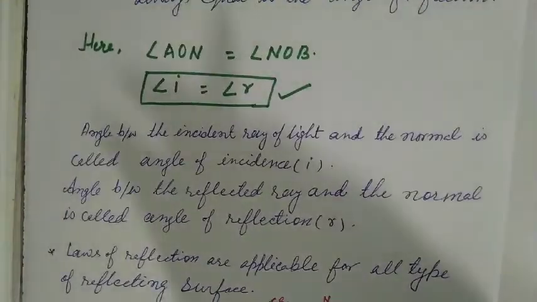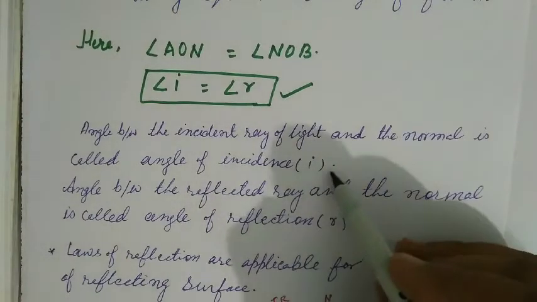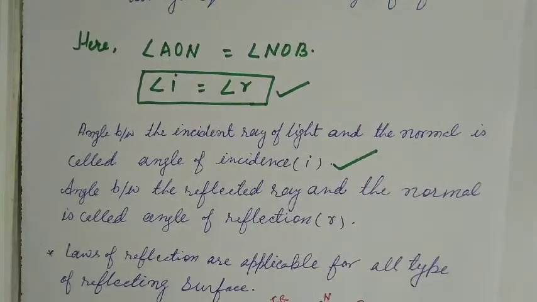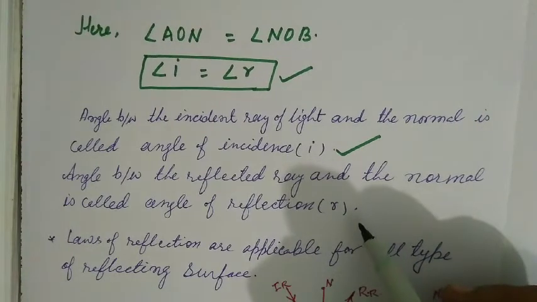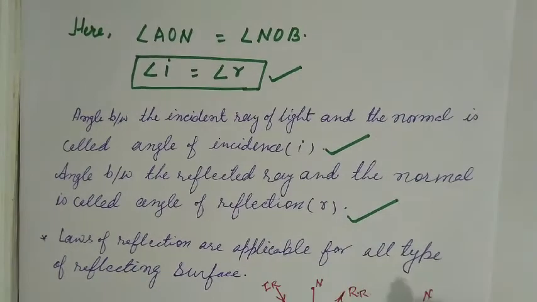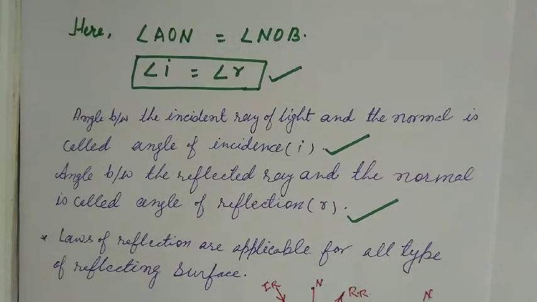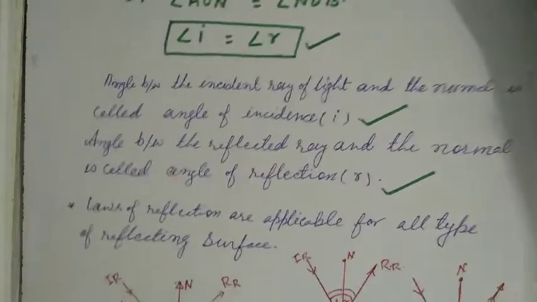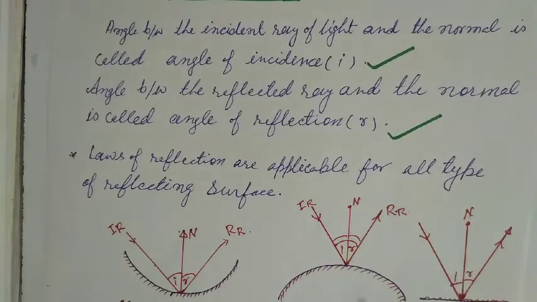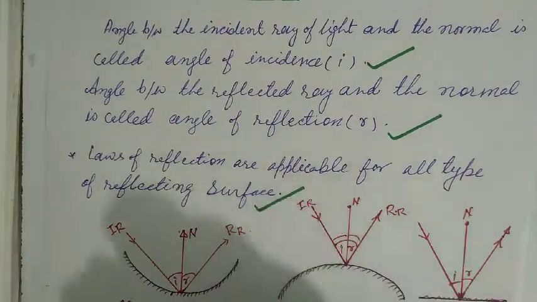The angle between the incident ray of light and the normal is called the angle of incidence, and the angle between the reflected ray and the normal is called the angle of reflection, which must be equal to each other. This is what the second law states. In all types of reflection this law is applicable. So the laws of reflection are applicable for all types of reflecting surfaces.